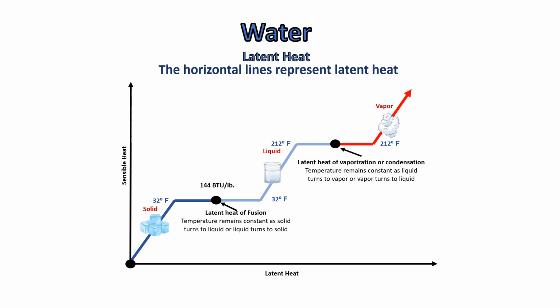Latent heat of vaporization or condensation. The temperature remains constant as a liquid turns to vapor or a vapor turns to a liquid. The latent heat of condensation or vaporization is 970 BTUs per pound.